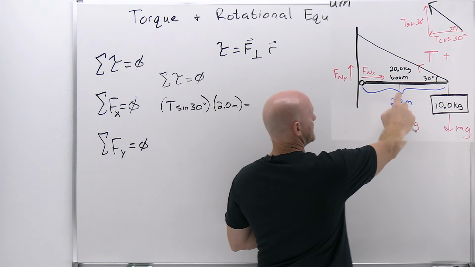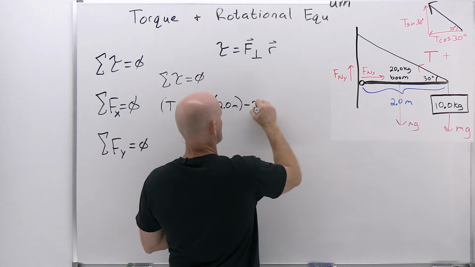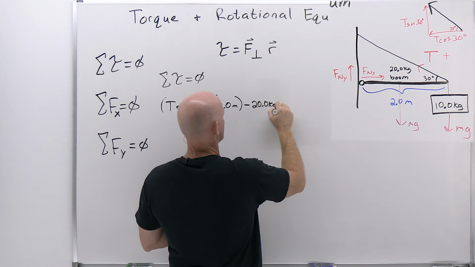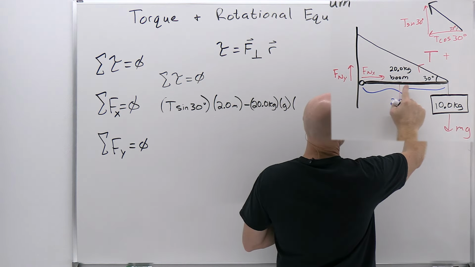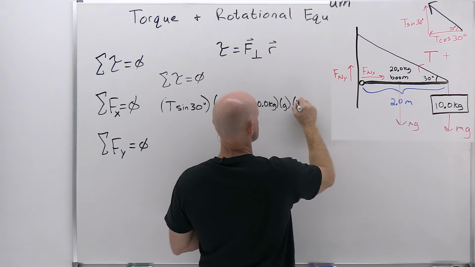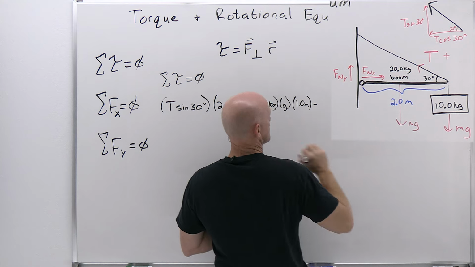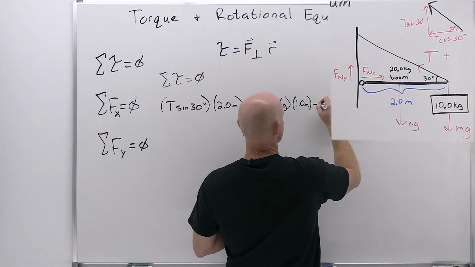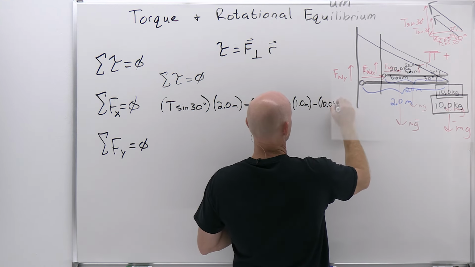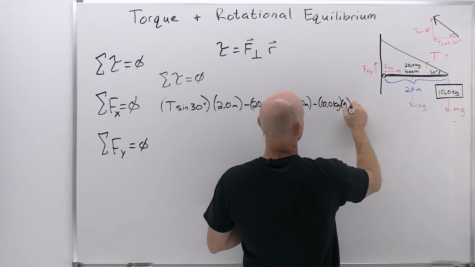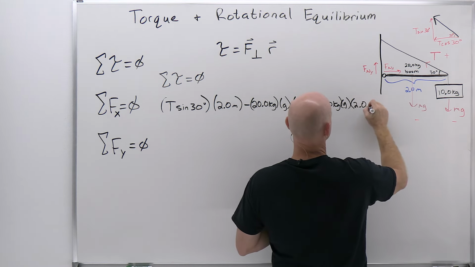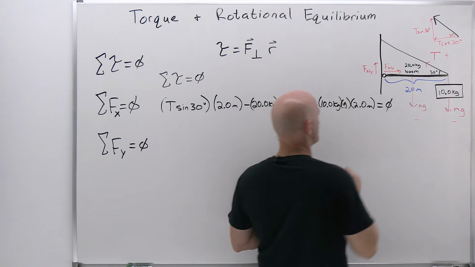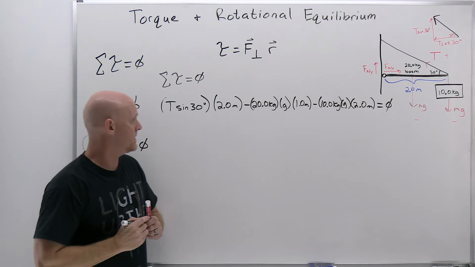All right, then we've got the weight of the boom itself. That's 20 kilograms times gravity, and then times a distance of 1 meter from our proposed hinge. And then we've got the 10 kilogram mass hanging off the end, times gravity, and then times a lever arm of 2 meters. And this all adds up to zero.